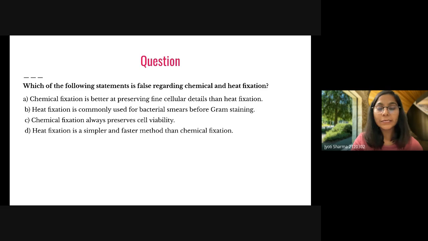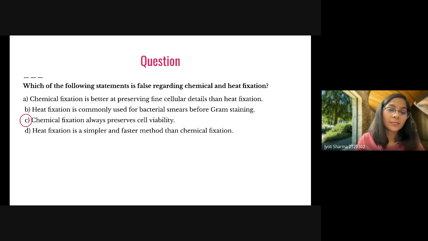Which of the following statements is false regarding chemical and heat fixation? A: Chemical fixation is better at preserving fine cellular detail than heat fixation. B: Heat fixation is commonly used for bacterial smears before gram staining. C: Chemical fixation always preserves cell viability. And D is, heat fixation is a simpler and faster method than chemical fixation. And what you need to tell is the false statement regarding chemical and heat fixation.